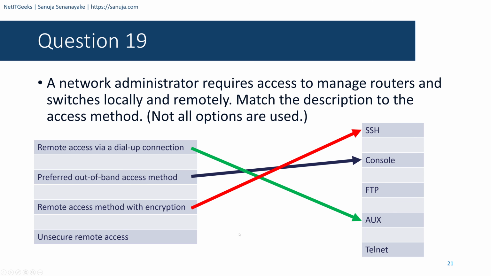And finally, unsecure remote access will be the older predecessor to SSH, which is telnet. So the unsecure remote access is going to be telnet. So those are the answers.